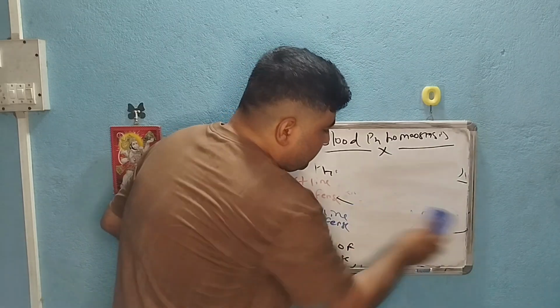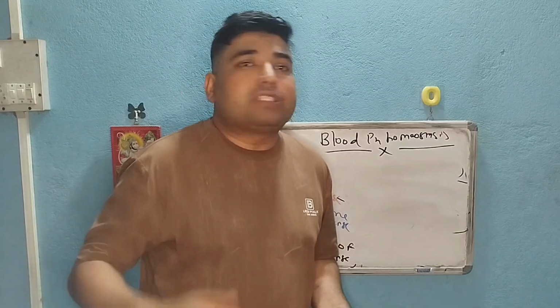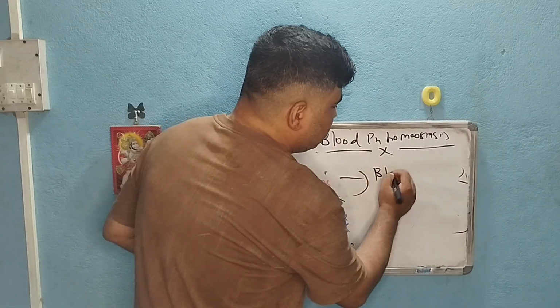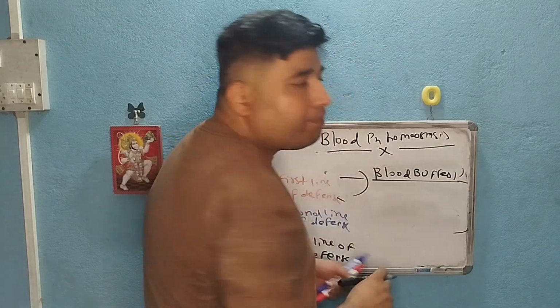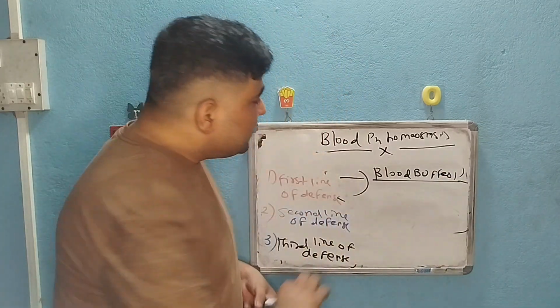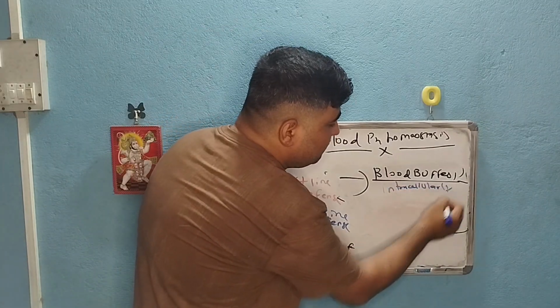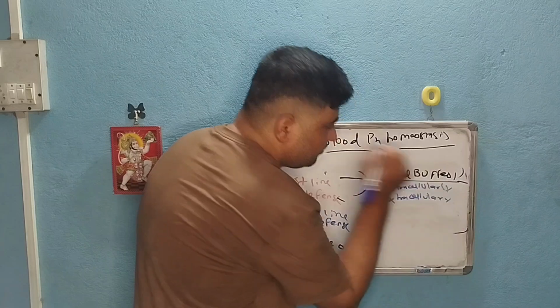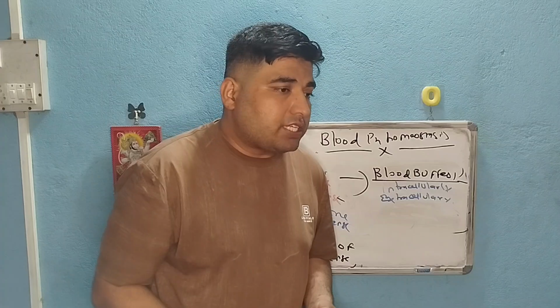They are characterized as the first line of defense because they come immediately into action. These blood buffers are distributed intracellularly as well as extracellularly.